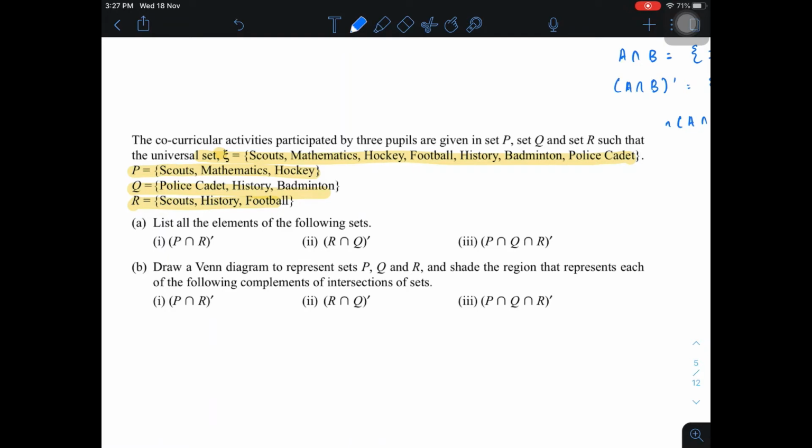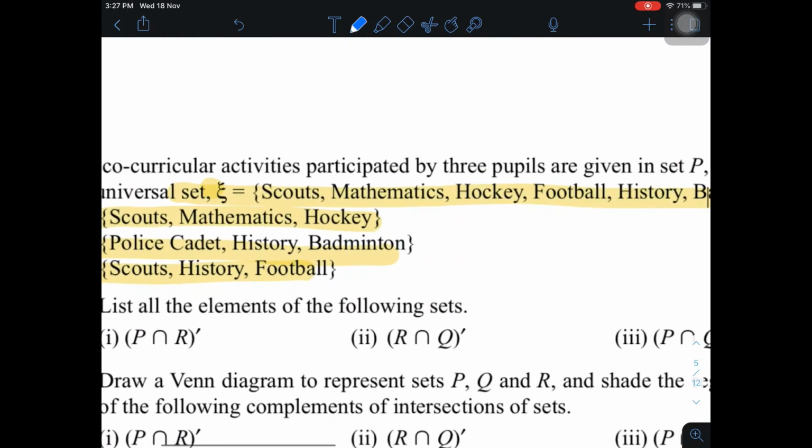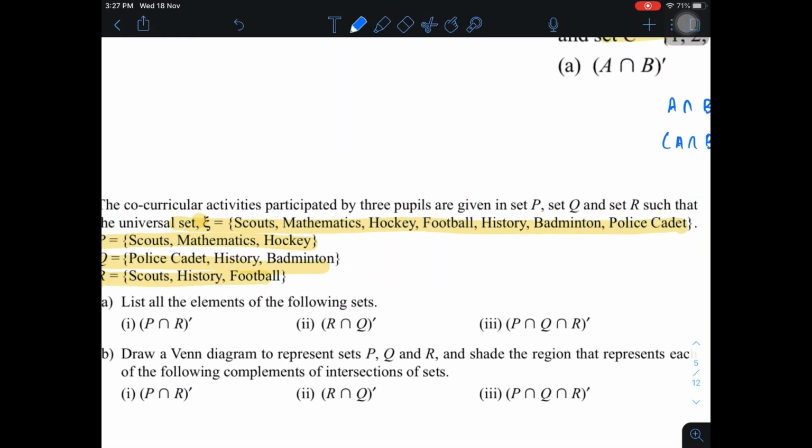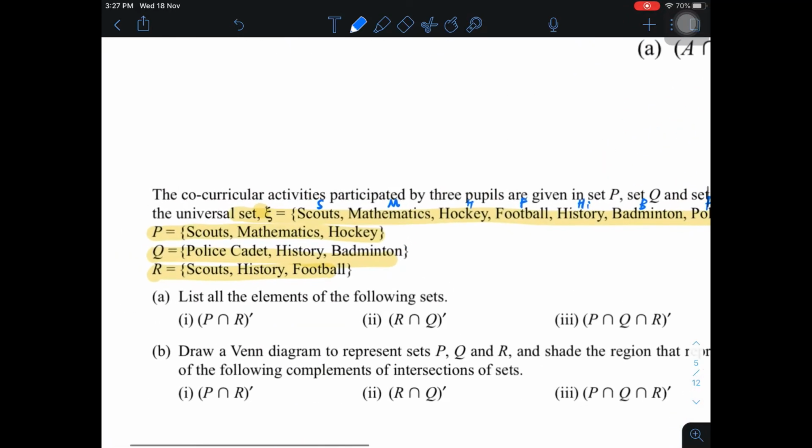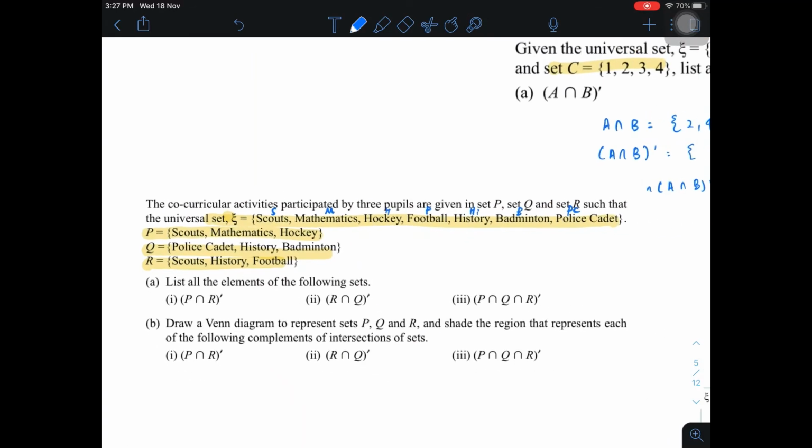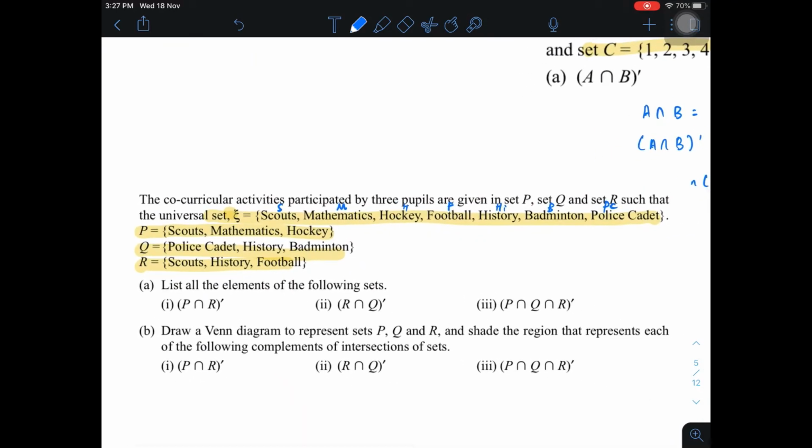So in order to simplify this, let's just give abbreviation for each and every one of it because it's quite long. Scouts, I would use S, M, H, F, H, I, badminton, police car, cadet, right? So this is just for easy understanding, but in exam you have to list it out fully, okay?